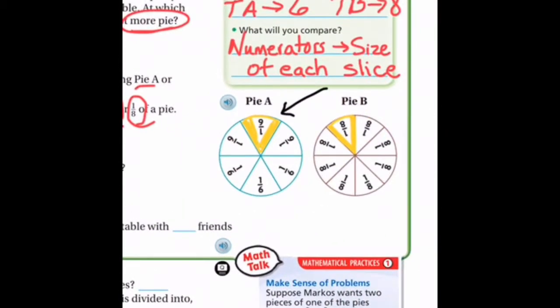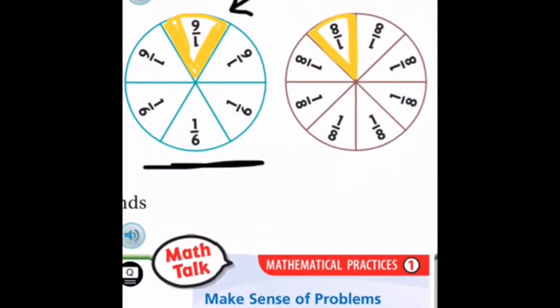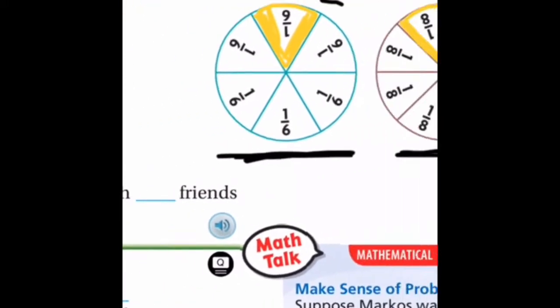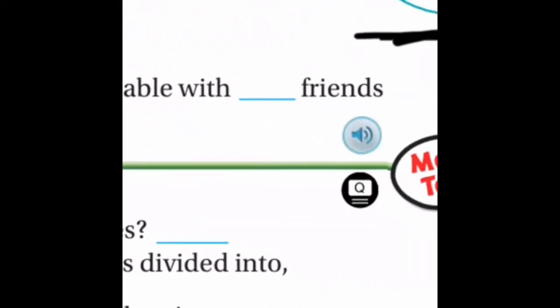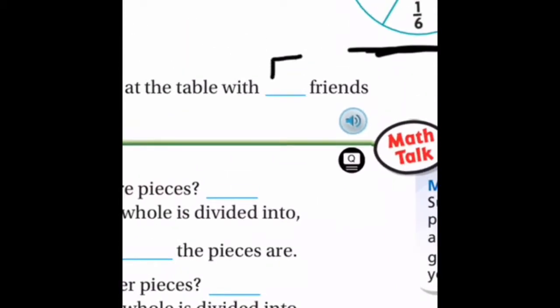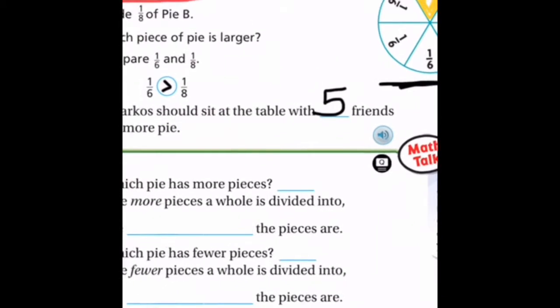So pie A is broken into 6ths, pie B is in 8ths. Pie A has the larger slice, so 1/6 is larger than 1/8. So Marcos should sit at the table with his 5 friends, so there are 6 of them altogether, so he can get the biggest slice of pie. Okay.